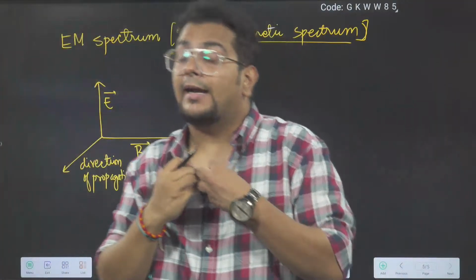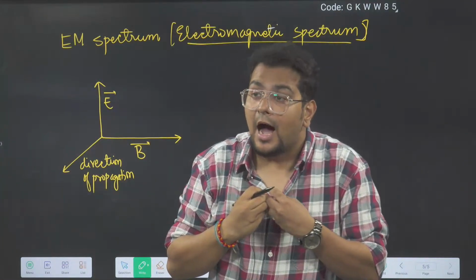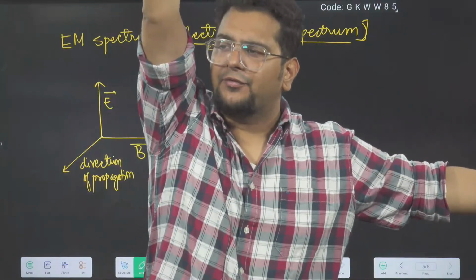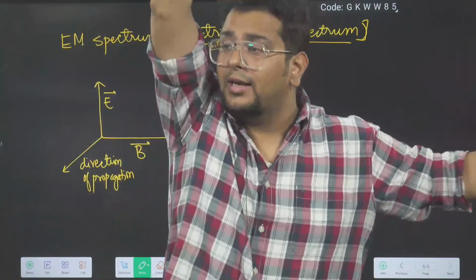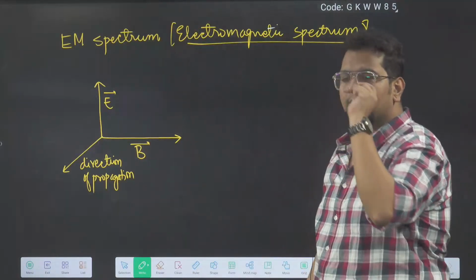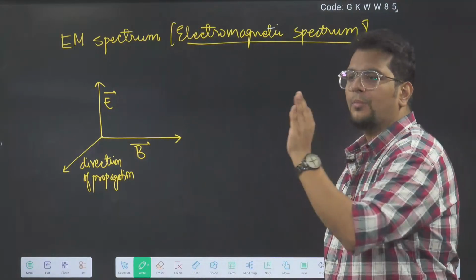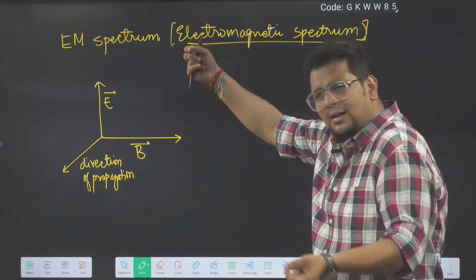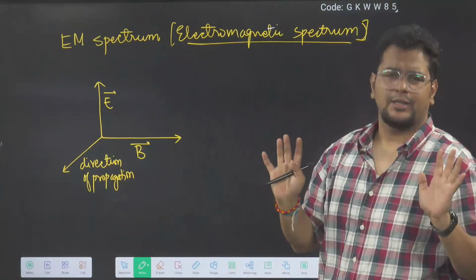So if I am the electromagnetic wave, I am moving in this direction, so my electric field, my magnetic field and my direction of movement, all three are mutually perpendicular to each other. This kind of a wave is called electromagnetic wave. So wherever there is electricity, corresponding magnetism is also there.